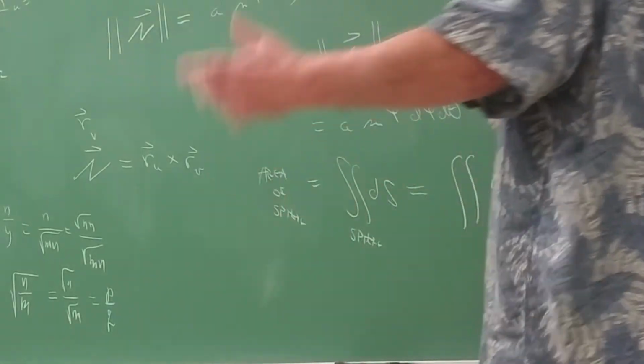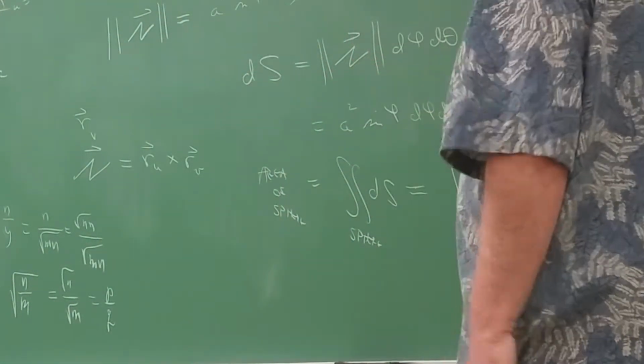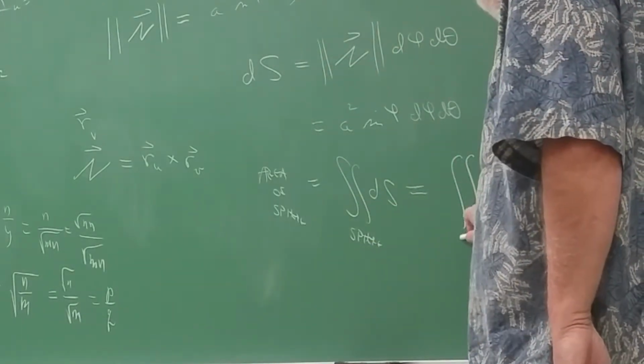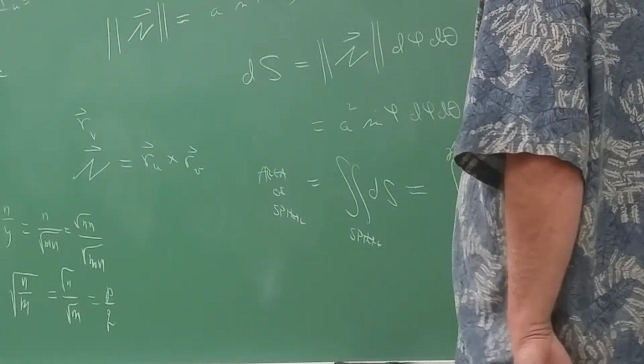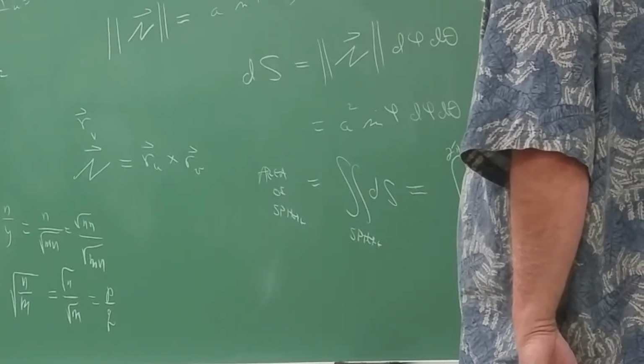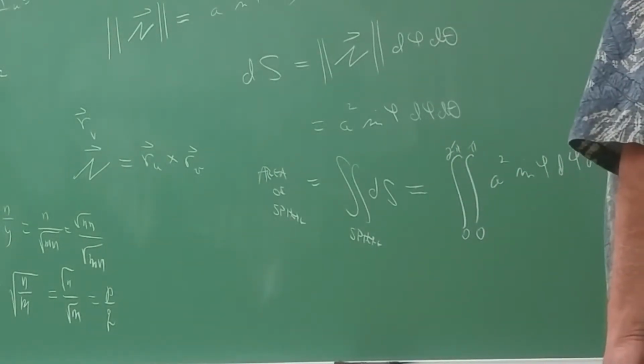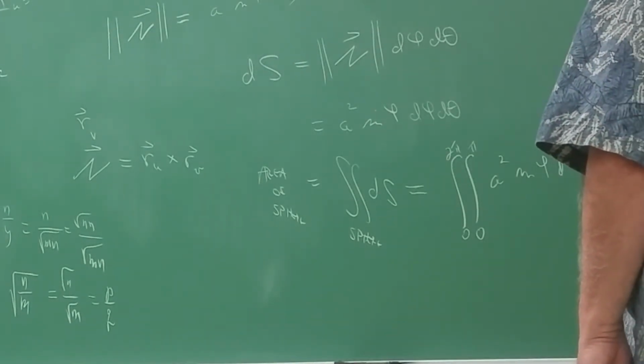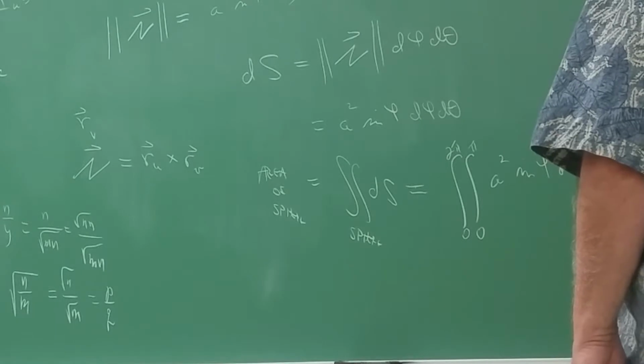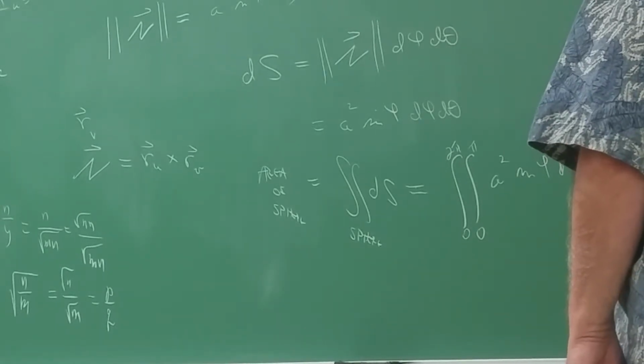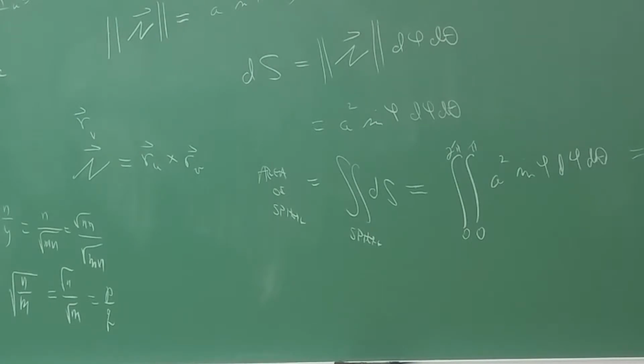And my limits, it's a sphere. It's the whole sphere, and nothing but the sphere. 0 to 2 pi on d theta, 0 to pi on phi. So we separate this mess out: a squared, integral 0 to pi sine phi d phi, integral 0 to 2 pi d theta. A squared times 2 times 2 pi, 4 pi a squared. The answer we know enough.